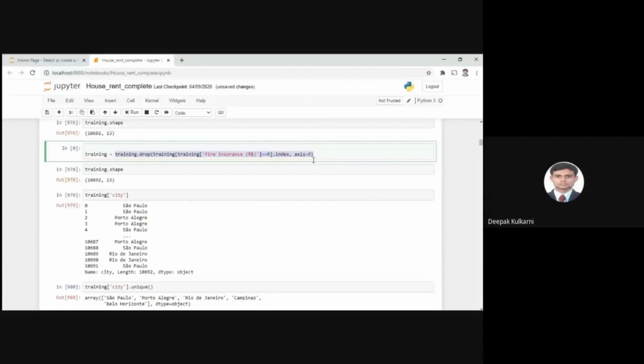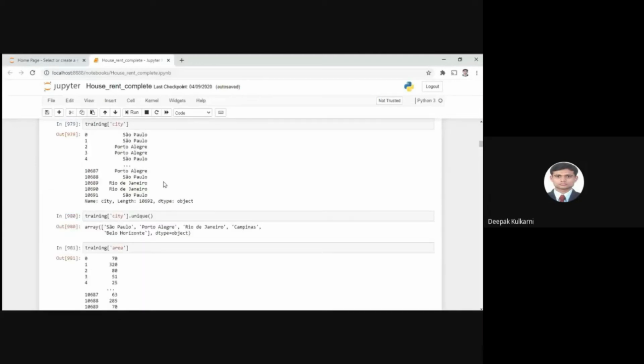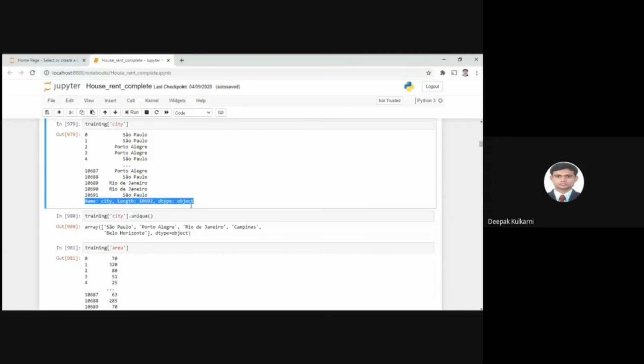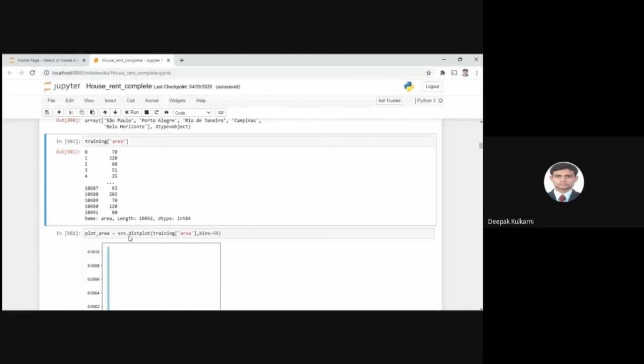Similarly, there is another variable, city. What is the type of this? When you write training with city in square brackets, its data type is object. Object is a categorical variable. There is another variable, area. Its data type is int64, which is numerical.